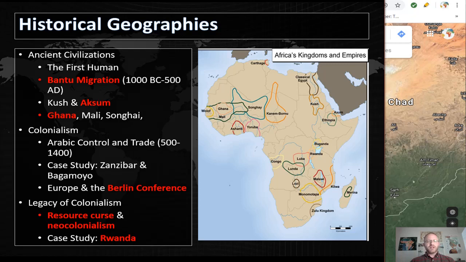The Bantu migration between 1000 BC and 500 AD would lead to the spread of the Swahili and Bantu culture across the continent. Societies such as the kingdoms of Kush and Aksum thrived in northeast Africa between 700 BC and 100 AD, and the Ghana, Mali, and Songhai empires would build massive trading empires in West Africa between 500 and 1500 AD.